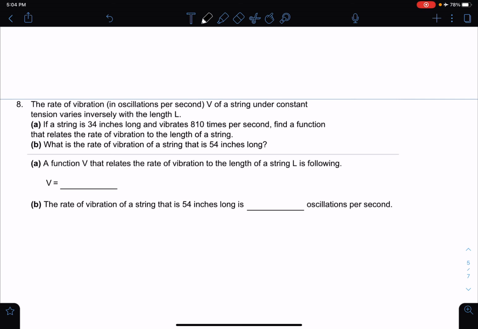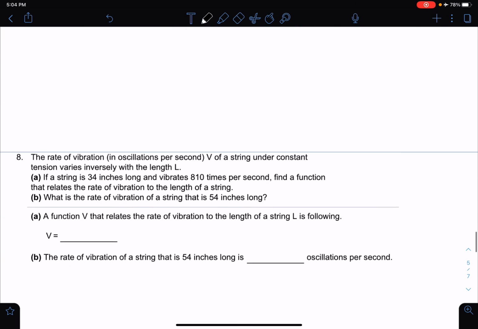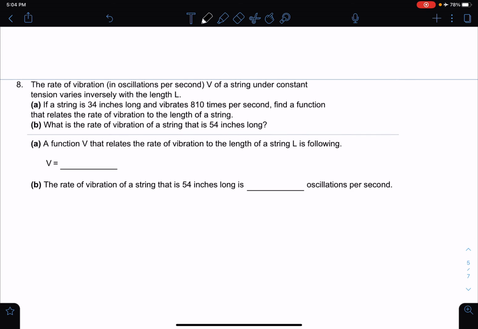Number 8 says, what am I? Is that the last one? 7, 8. We have one more after that. The rate of vibration in oscillations per second, V, of a string under constant tension varies inversely. First of all, you want to make sure that you know that it says V, the vibration of a string, varies inversely with the length of the string.